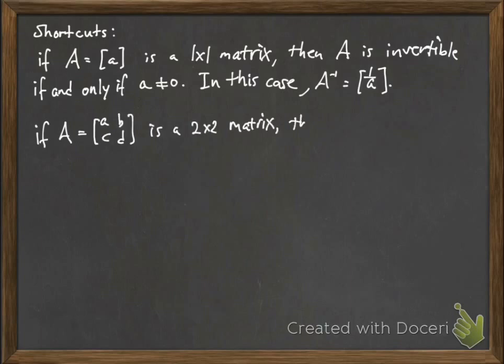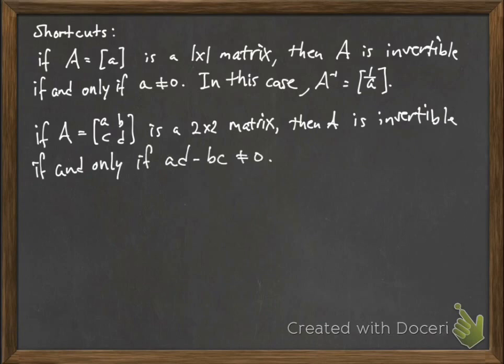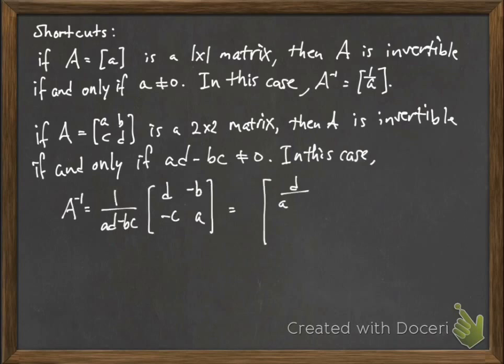If A is a 2 by 2 matrix, A, B, C, D, then A is invertible if and only if AD minus BC is non-zero. And in this case, you can just write down the inverse. It's 1 over AD minus BC times the 2 by 2 matrix D, minus B, minus C, A. So if you'll notice, you swap the diagonal entries and you multiply the off-diagonal ones by negative 1. And then you scale the whole thing by 1 over AD minus BC.